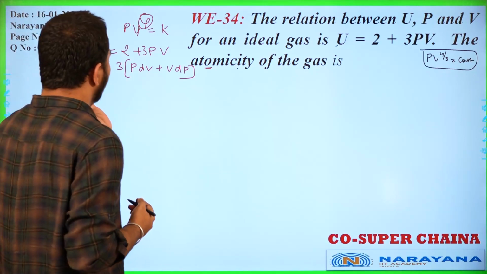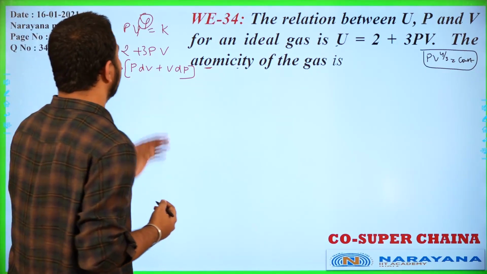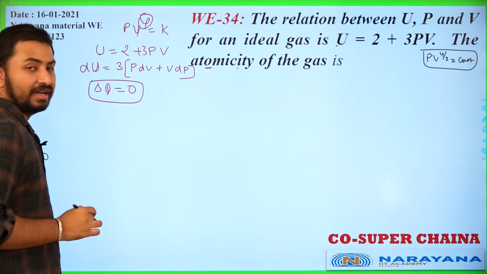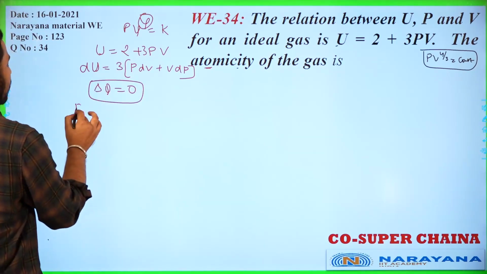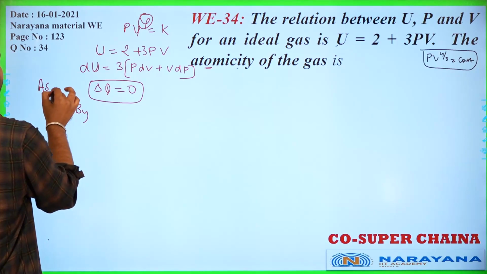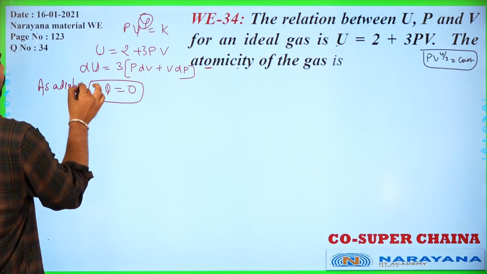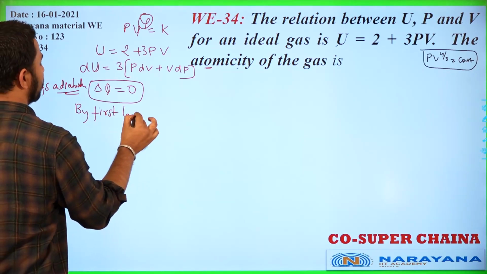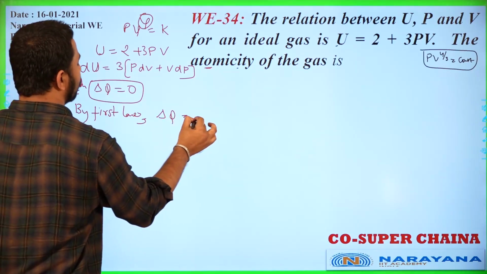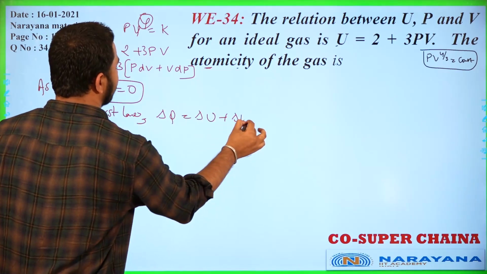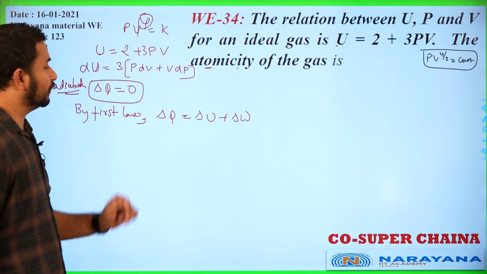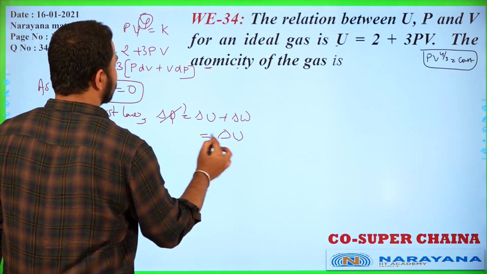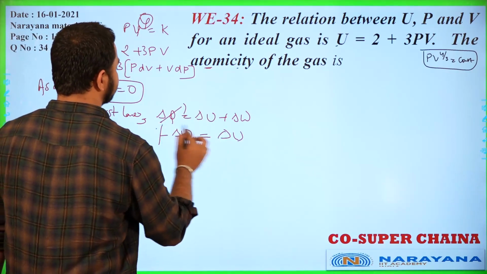Now, we know this is an adiabatic process, so delta Q will be equal to 0. So by the first law of thermodynamics, what can we write? By the first law, delta Q is equal to delta U plus delta W, right? This is what we know. Now delta Q will be 0, so we can write delta U is equal to minus delta W.